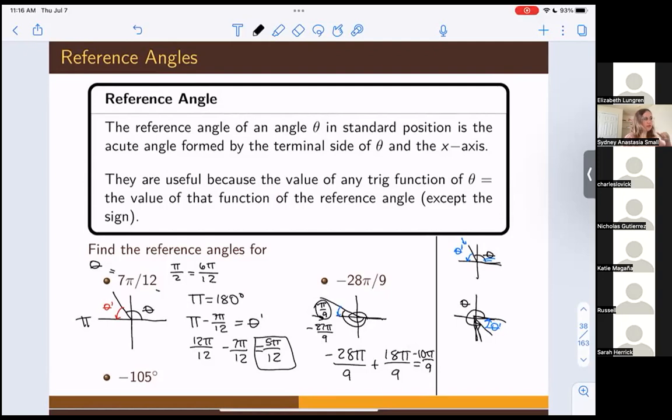Okay, let's do that last example, which is in degrees. I'm going to erase this stuff on the right to do that because I'm running out of room.